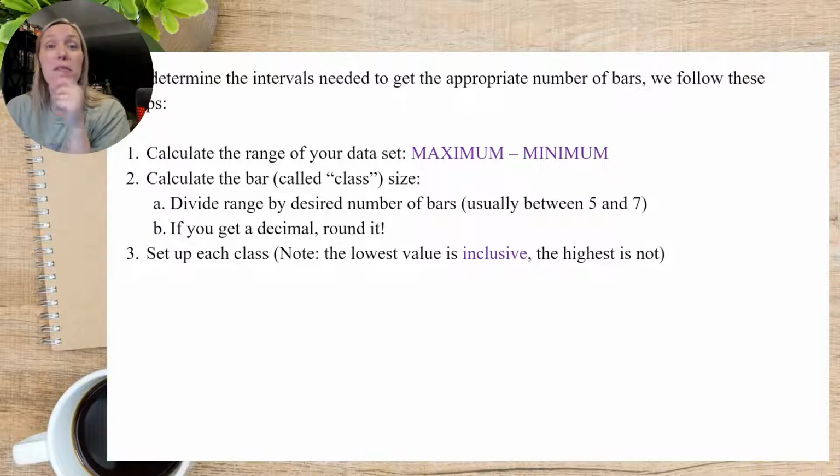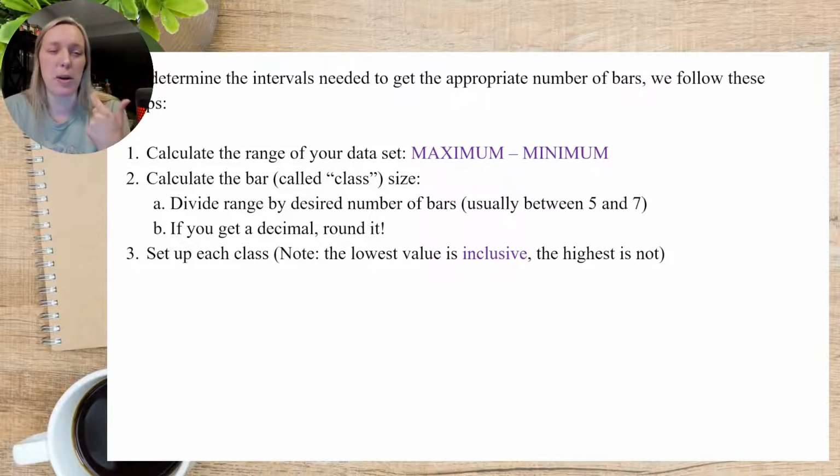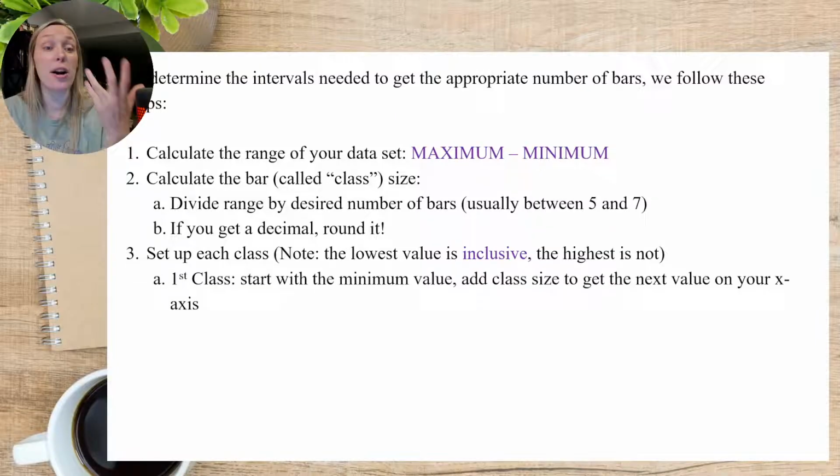For number of pets, our width was 1. For points scored in the football game, our width was 10. Your width just depends on the data you're working with. So steps 1 and 2 allow you to see the data you're working with and come up with an appropriate width from there. Once we have that, we set up our classes, or our intervals.